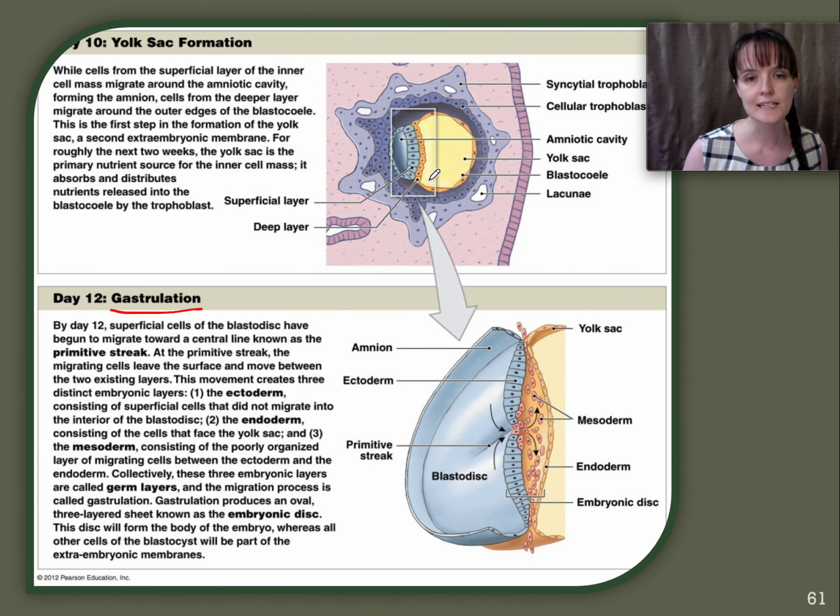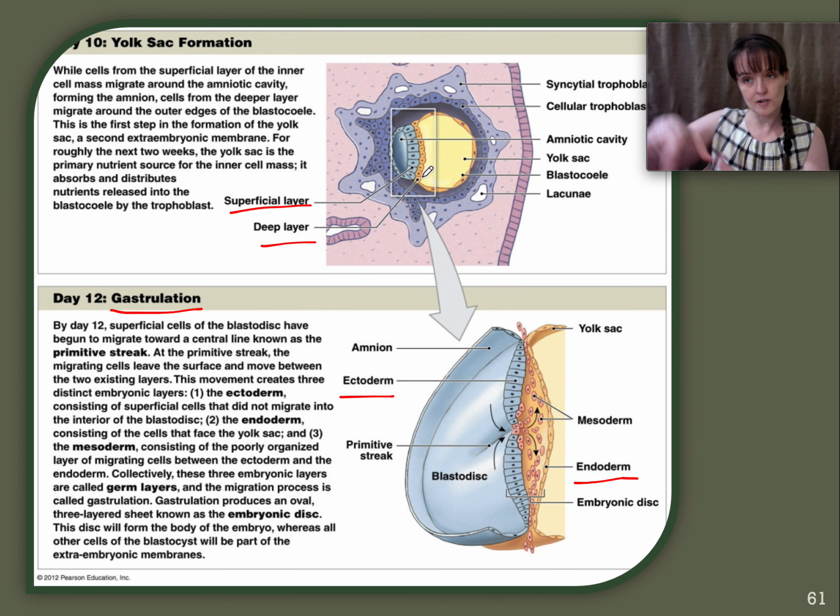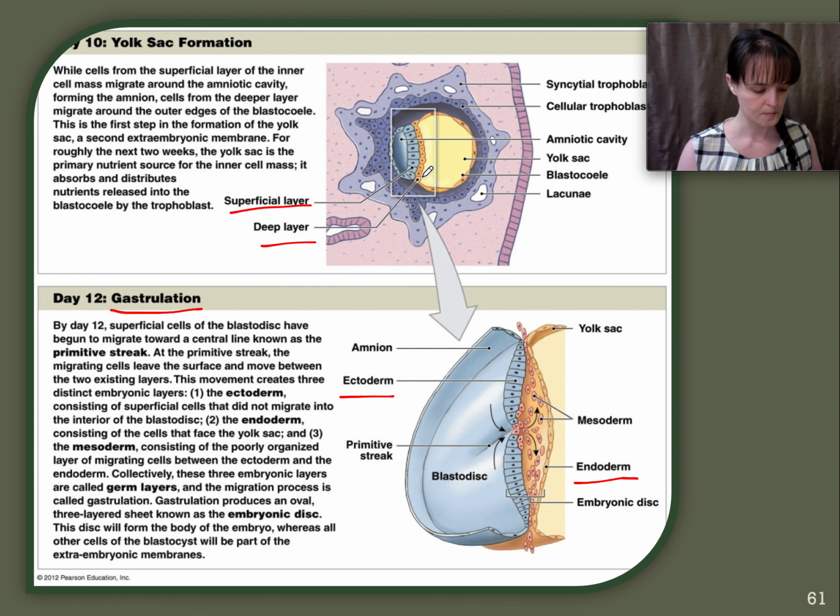So then these 2 layers, those are not the terms. We're learning hypoblast and epiblast. Then they become the ectoderm and the endoderm. And this is a cross section. If you're looking down on it, it makes an oval. And so it's called the embryonic disc.